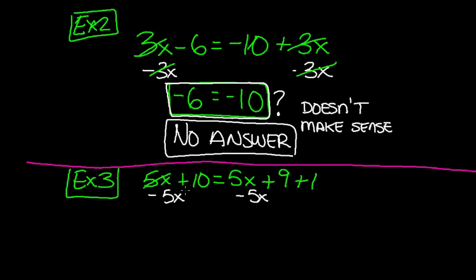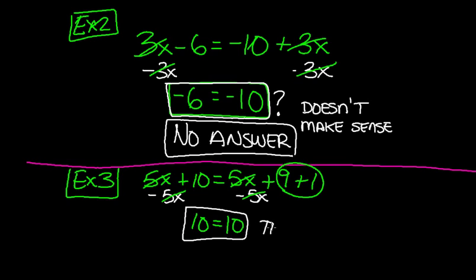On the left, 5x and 5x cancel, leaving a 10. On the right, 5x and 5x cancel out, leaving 9 plus 1, which is also 10. All right, 10 equals 10, that's a true statement. True.